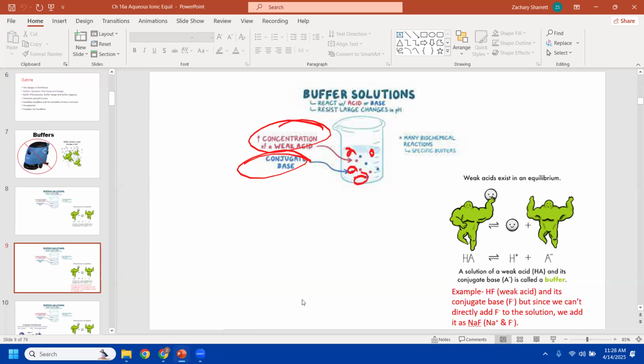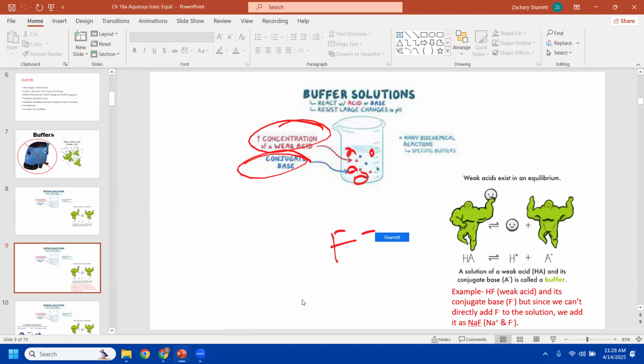this buffer works. So HF is a weak acid. Everybody agree with that? How do we know that, Bryce? Because it's not a strong acid. It's pretty important to know those strong acids, right? So we have our weak acid and we put in its conjugate base. So what is the conjugate base of hydrofluoric acid, Jack?